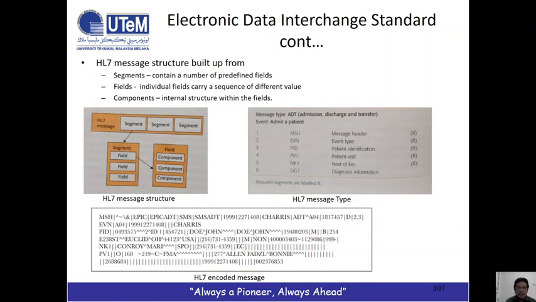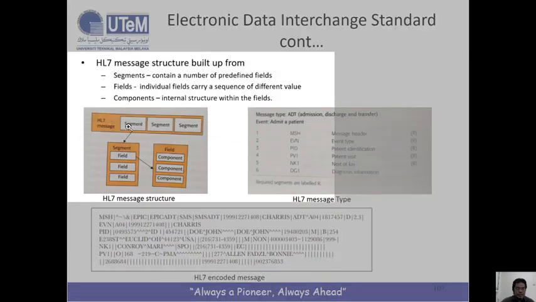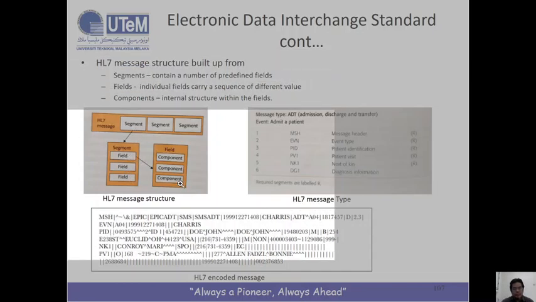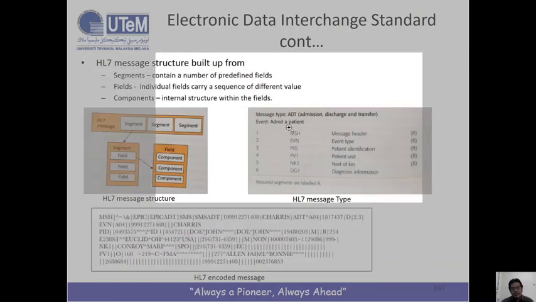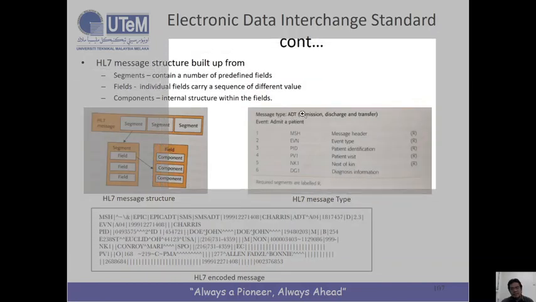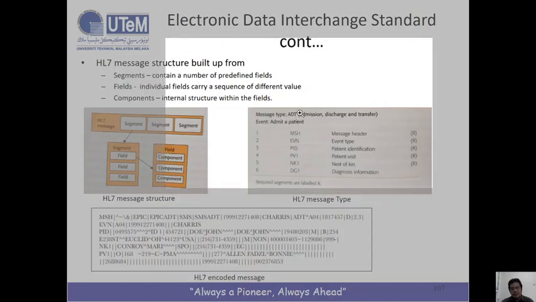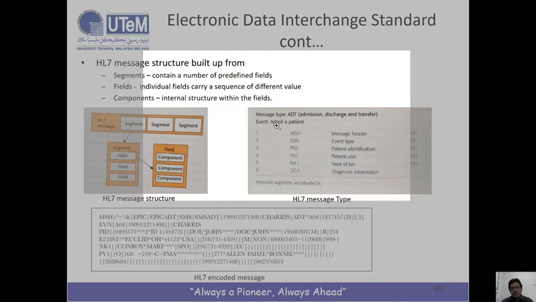Okay, so an HL7 message structure is built up from segment, field, and component. An HL7 message consists of segments, one segment has many fields, and one field has many components. So this is a message type ADT, for example. The message type is ADT, and the event is admit a patient.